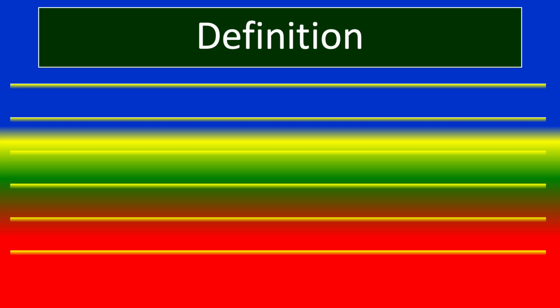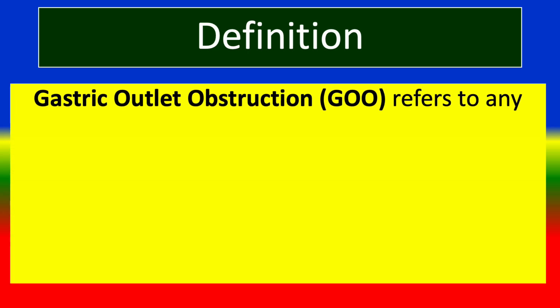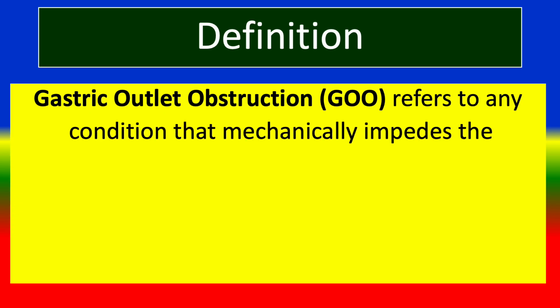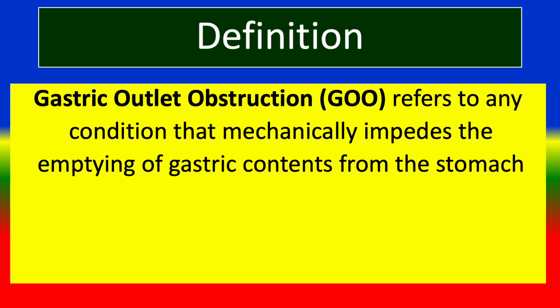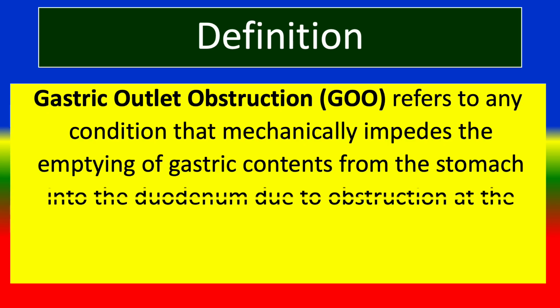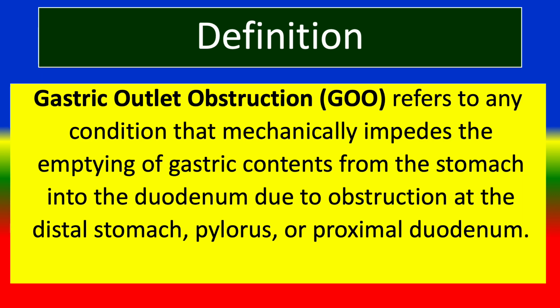Definition. Gastric outlet obstruction refers to any condition that mechanically impedes the emptying of gastric contents from the stomach into the duodenum due to obstruction at the distal stomach, pylorus or proximal duodenum.